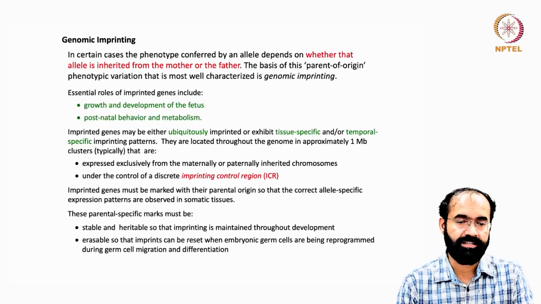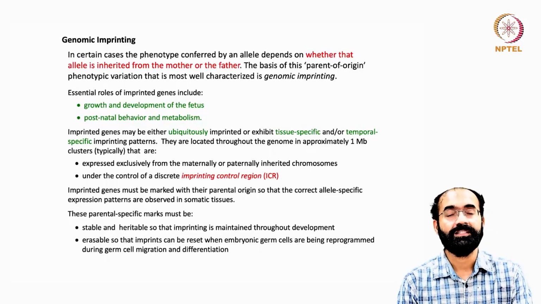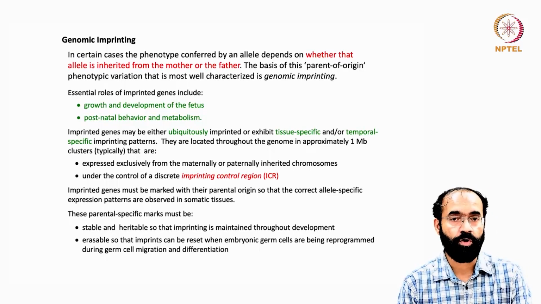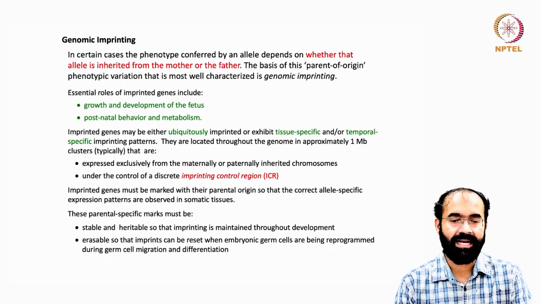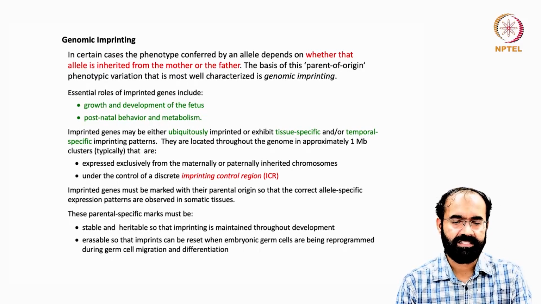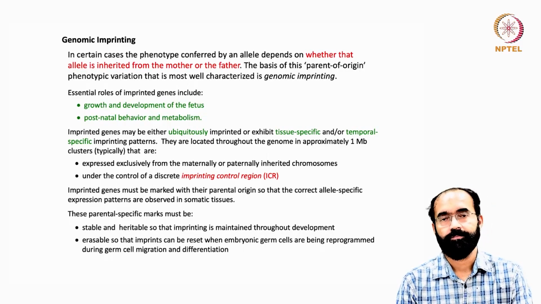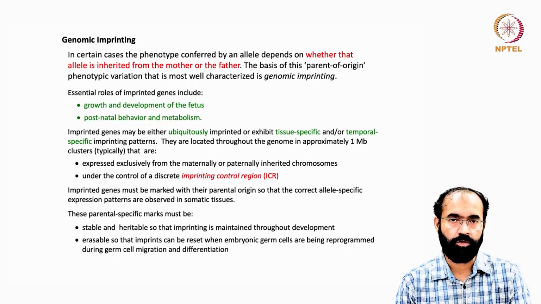It is quite interesting. Let us come back to genomic imprinting, because these non-coding RNAs have a lot of role in genomic imprinting. In certain cases, the phenotype conferred by an allele depends on whether that allele is inherited from the mother or father. This we have discussed sufficiently: imprinting means either the paternal copy or the maternal copy should be allowed to express, not the other way around.